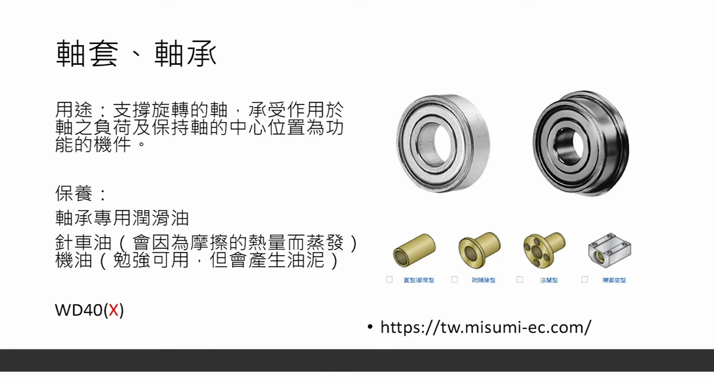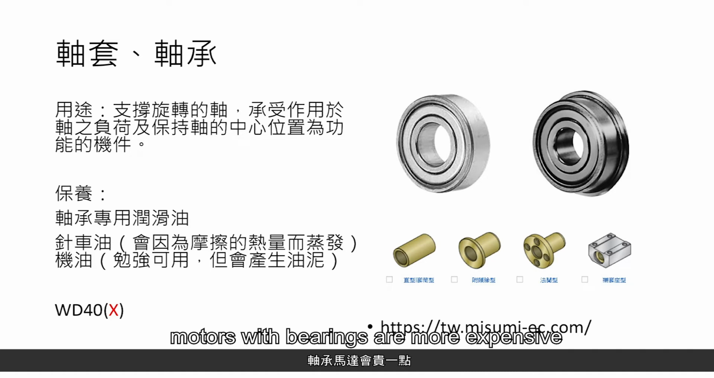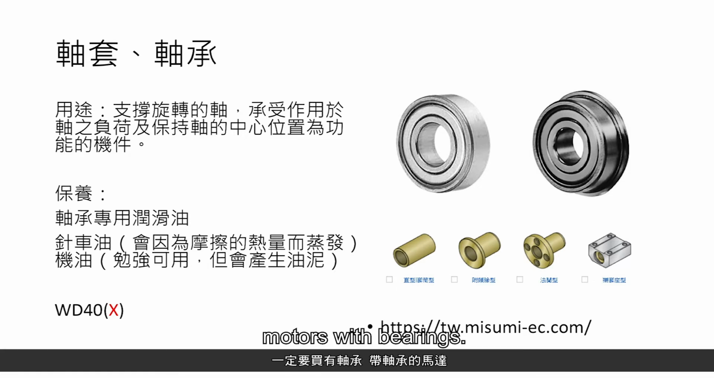Generally speaking, motors with bearings are more expensive, and motors with bushings are cheaper. If you're using motors for high speed, speed reduction mechanism or heavier loads, you must buy motors with bearings. The results will be better. Bear this in mind. Next, let's have a look.